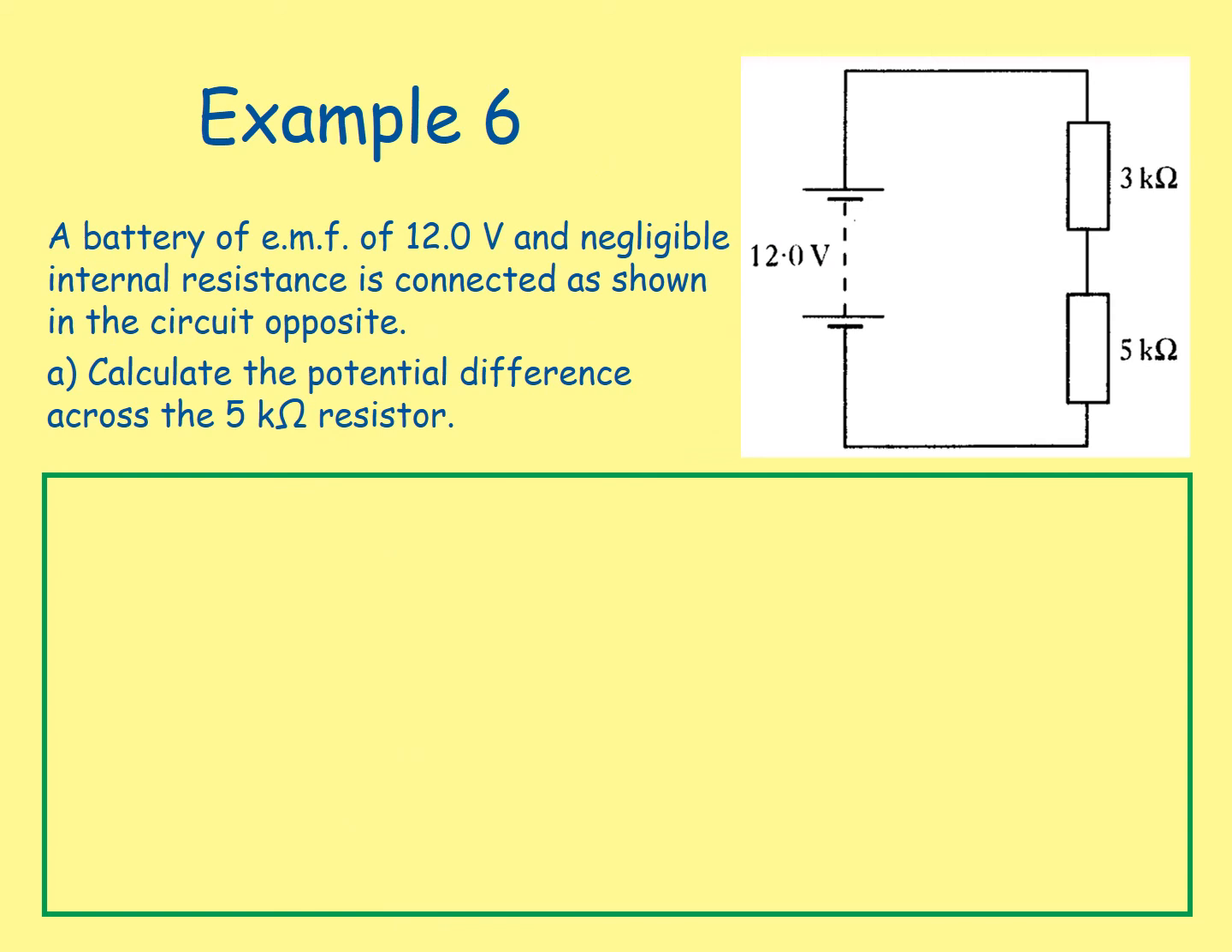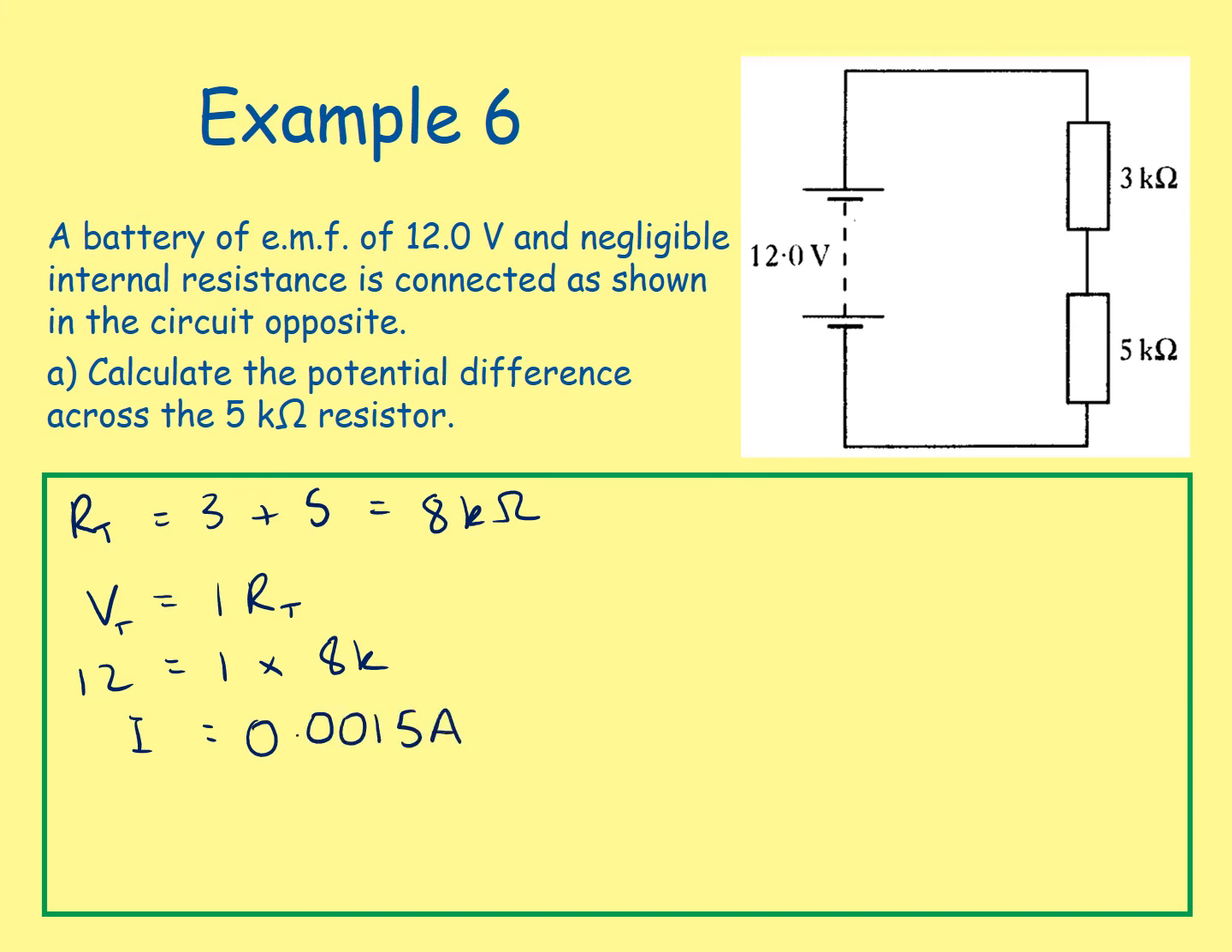Example 6. A battery of EMF 12 volts and negligible internal resistance is connected as shown in the circuit opposite. A. Calculate the potential difference across the 5 kilo ohm resistor. If we want to calculate the potential difference across the 5 kilo ohm resistor, we first need to know the total resistance of the circuit in order to find out the current. So our total resistance, as it's a series circuit, is just our 3 plus our 5, which is equal to 8 kilo ohms. Using V equals IR for our totals, this is 12 equals I times 8 kilo ohms, and so our current is 0.0015 amps.